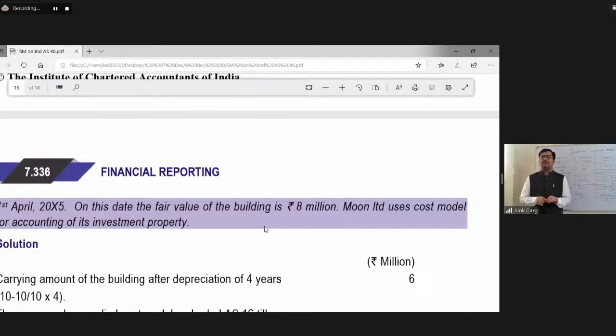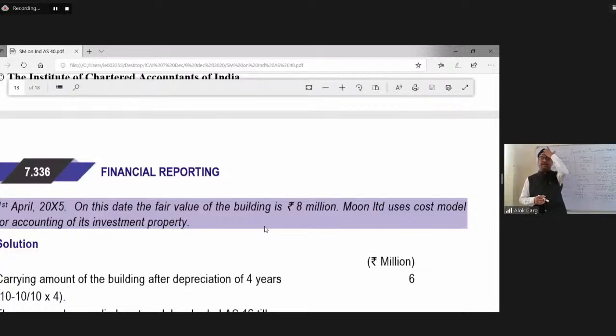Guys, in this particular question, is there an evidence of change in use? Yes. Earlier, the building was used as a factory. Earlier, the building was used for business purposes. It was PPE. After 4 years, this building has been used for earning rental income. So it will become an investment property.